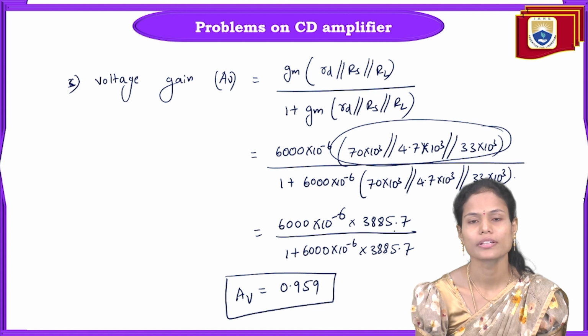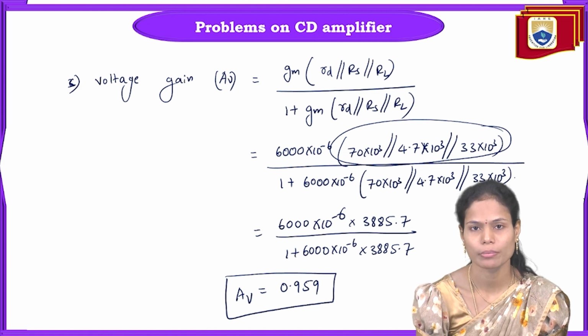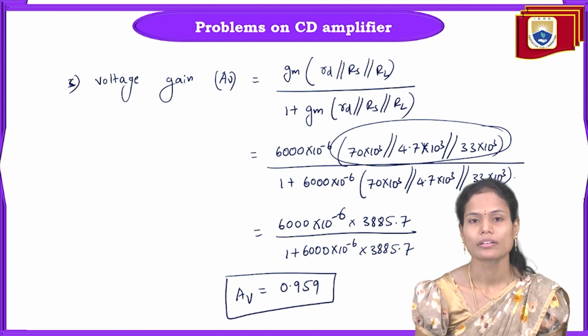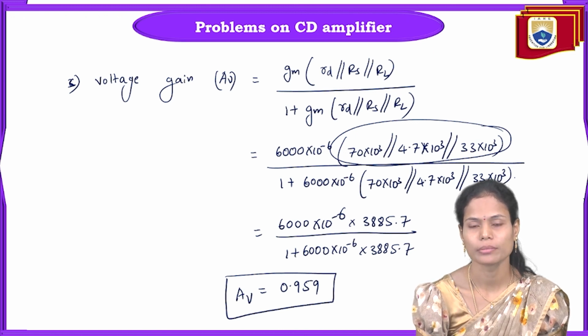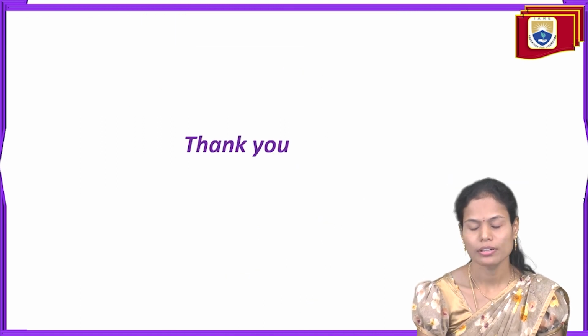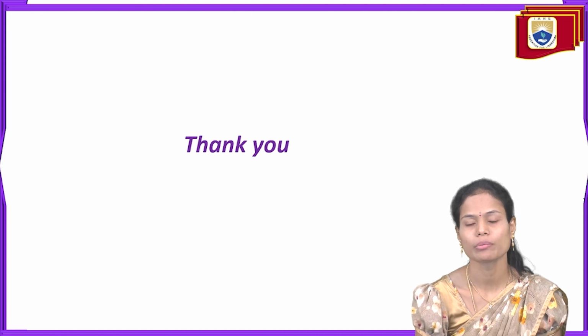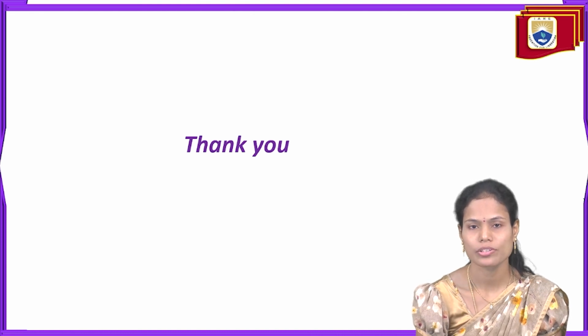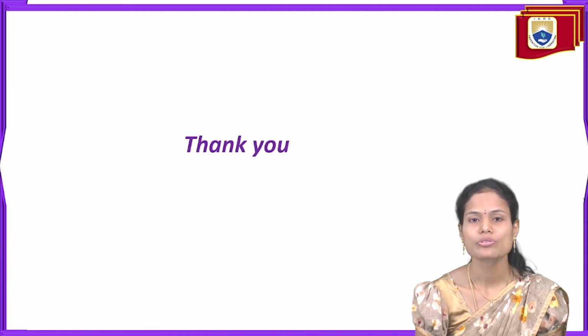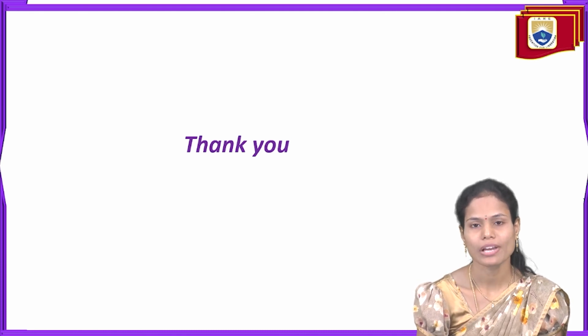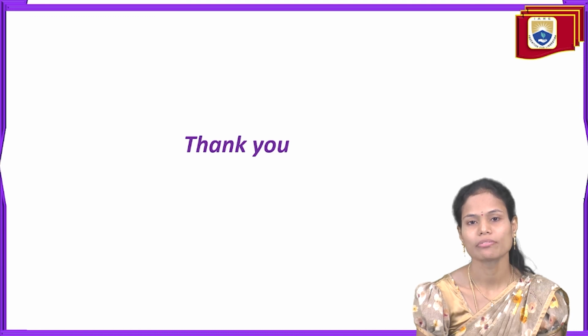So in this way, for a common drain amplifier, from the given common drain circuit, we need to calculate all the amplifier parameters like input impedance, output impedance, as well as voltage gain. It depends upon the given circuit. We may get either a fixed bias circuit, a voltage divider bias circuit, or a self bias circuit. Depending upon that, some resistance values will vary, but the formulas are the same in all three biasing circuits.